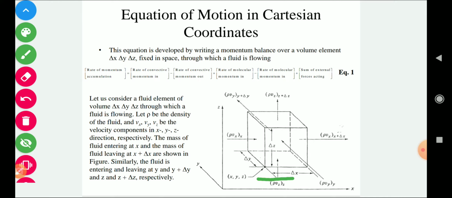This delta x is length, this delta y is width, and delta z is height. So its volume will be equal to delta x into delta y into delta z. Let rho be the density of fluid and Vx, Vy and Vz be the velocity component in x, y and z direction respectively. The mass of fluid entering at x and mass of fluid leaving at x plus delta x are shown in figure.